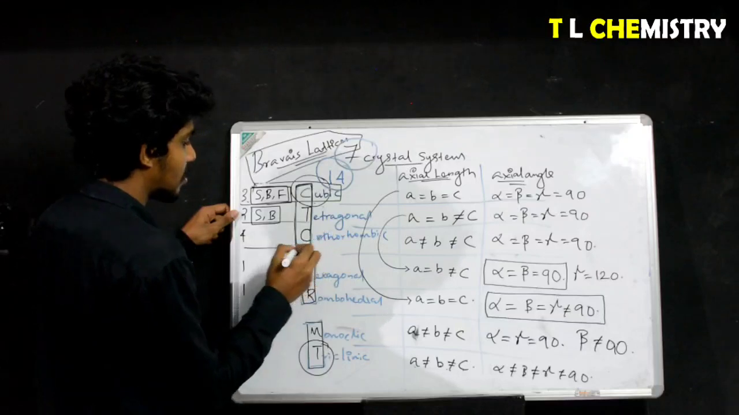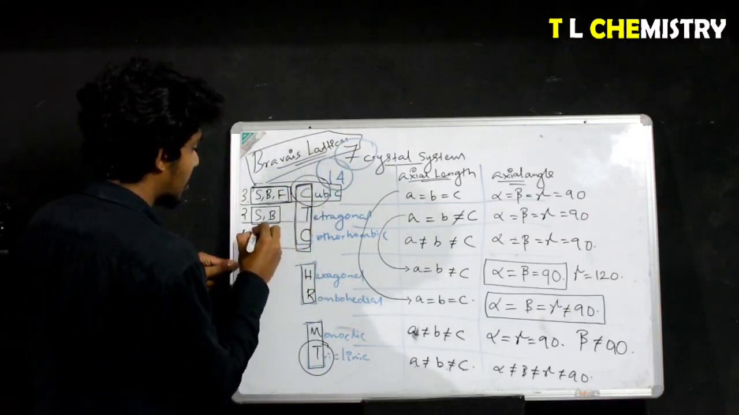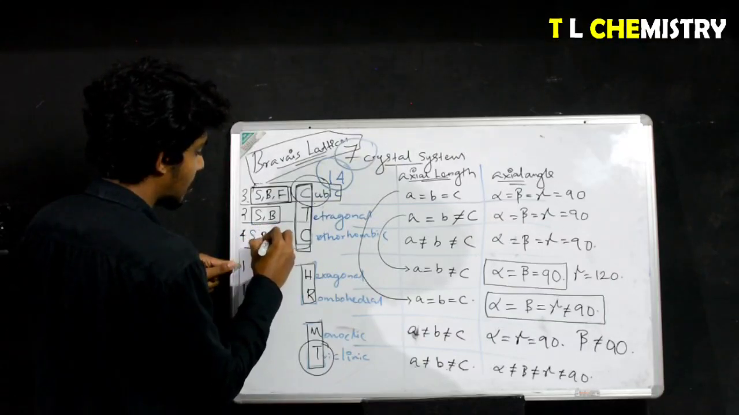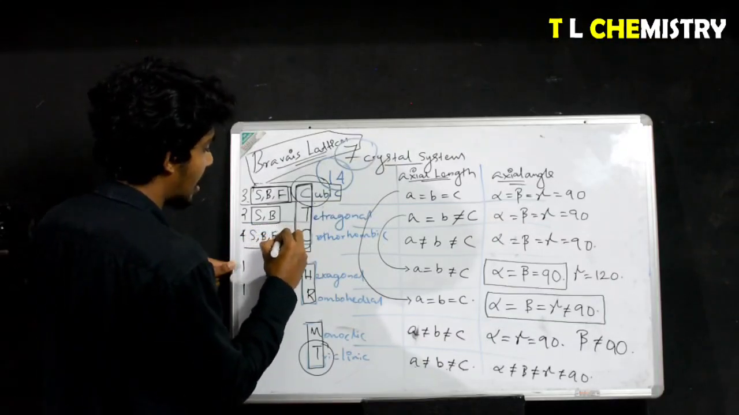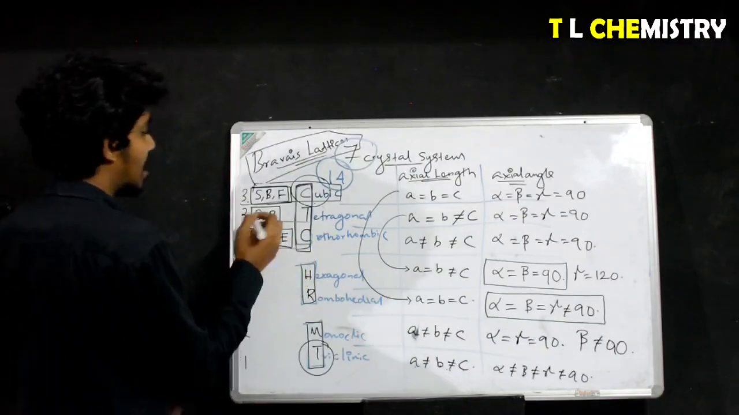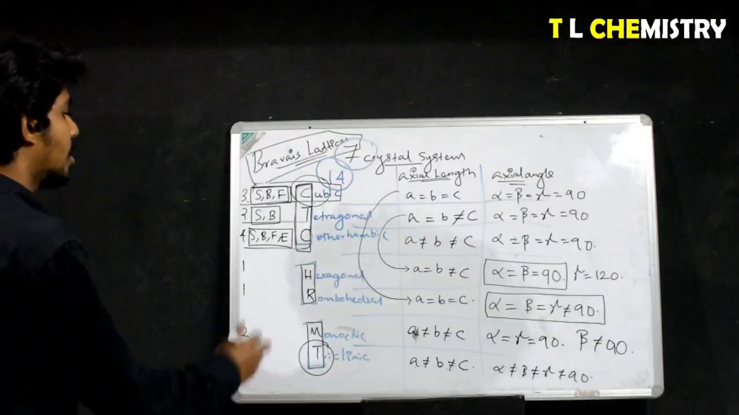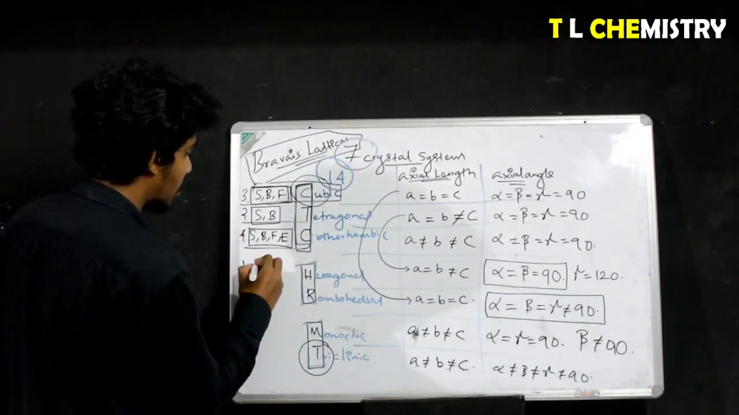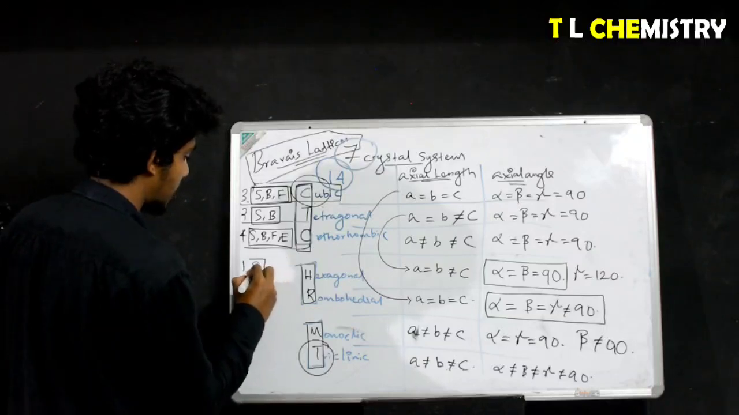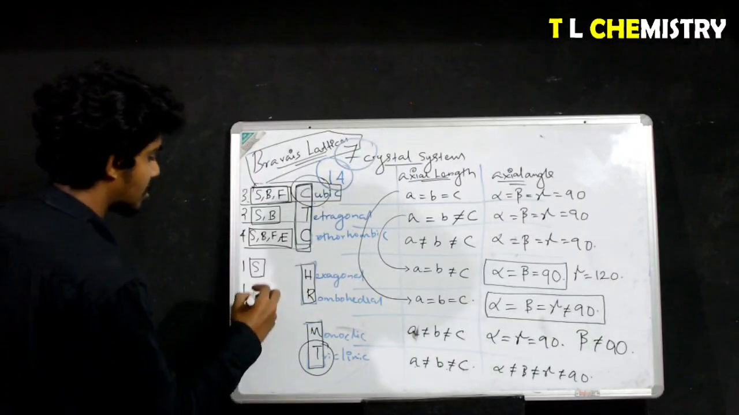In the orthorhombic system there are 4 Bravais lattices: simple cube, body centered cube, face centered cube and end centered cube. In the hexagonal system there is only 1, that is simple cubic. All the 7 crystal systems possess simple cubic.